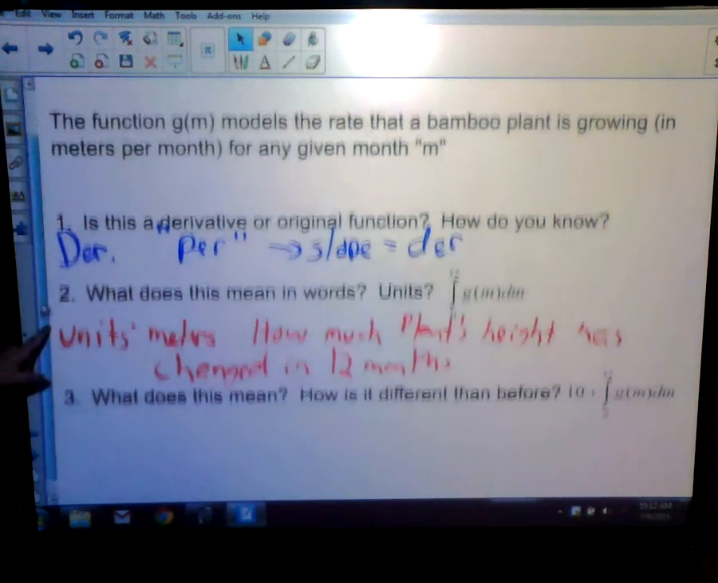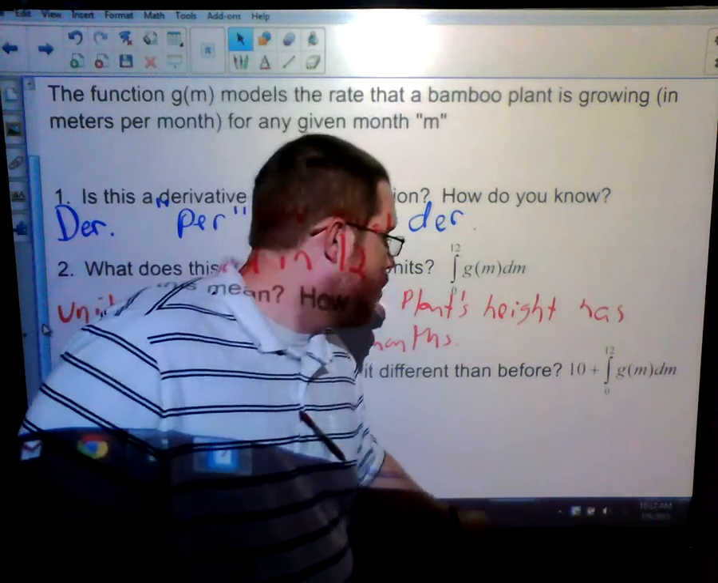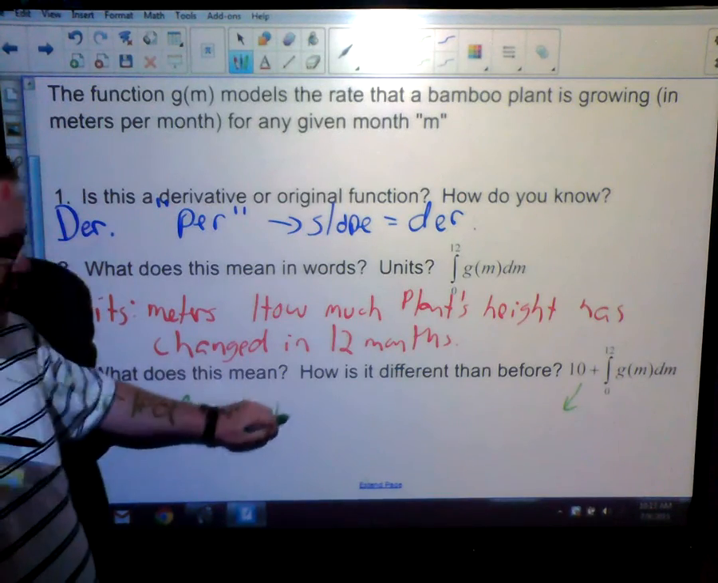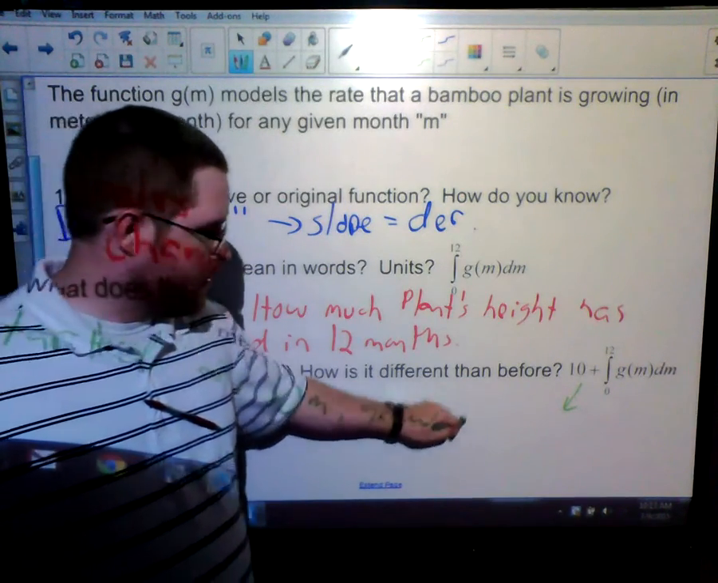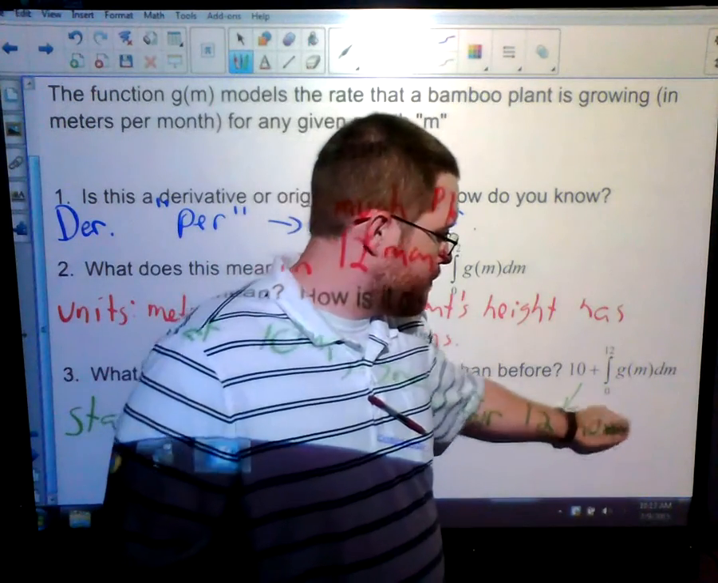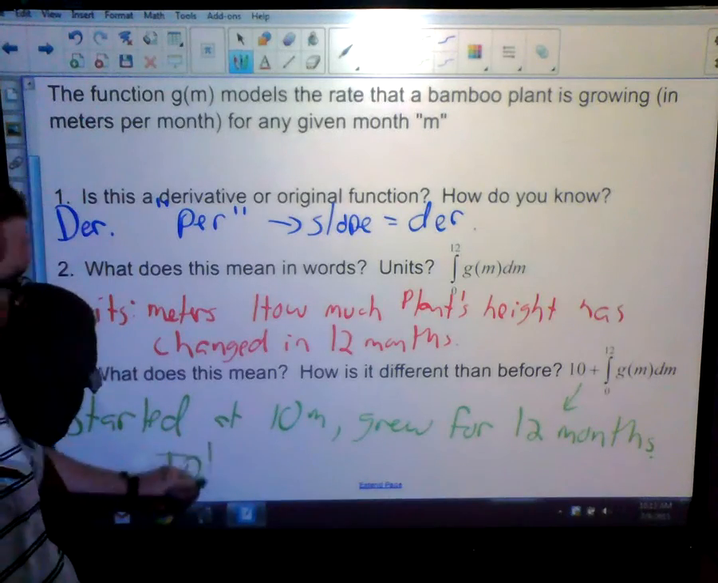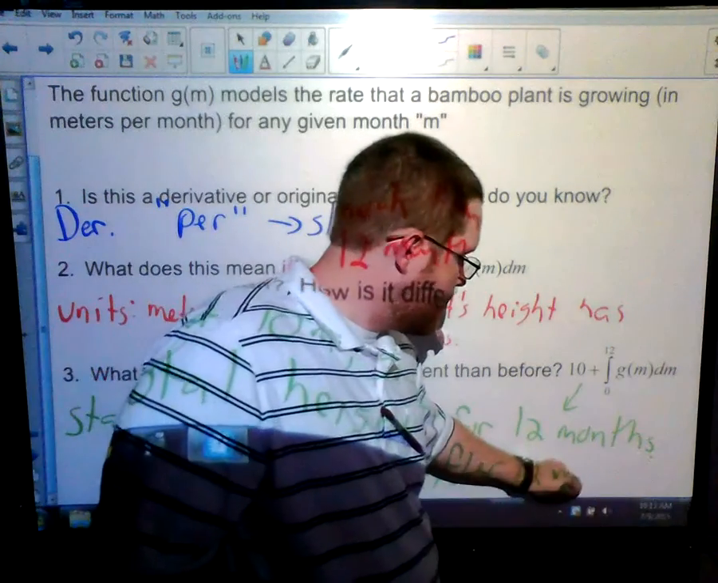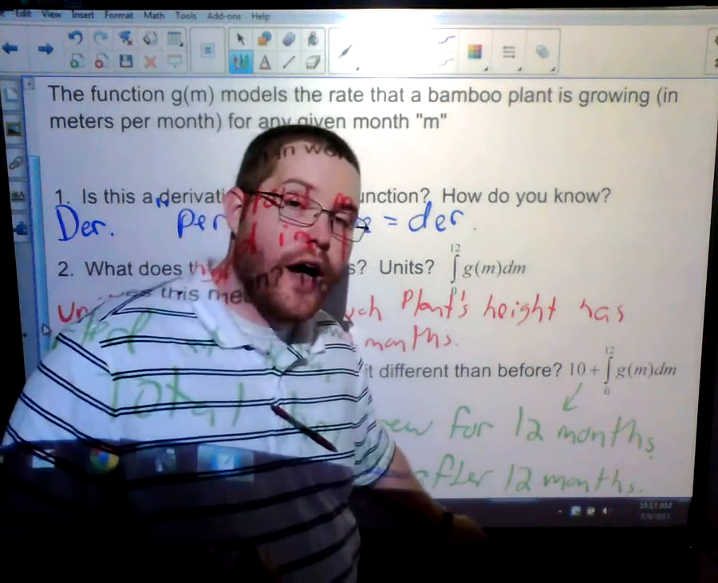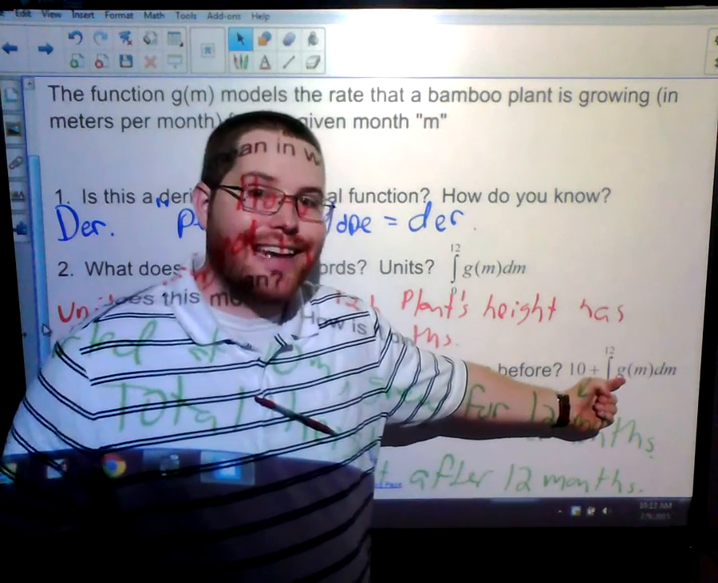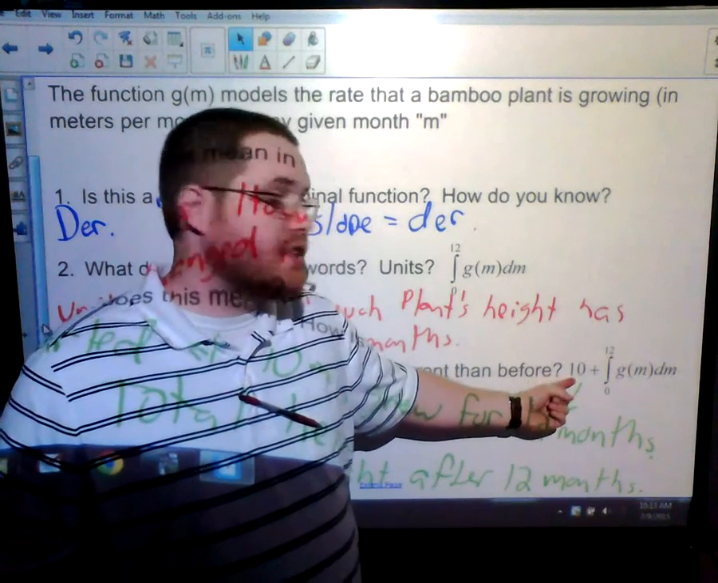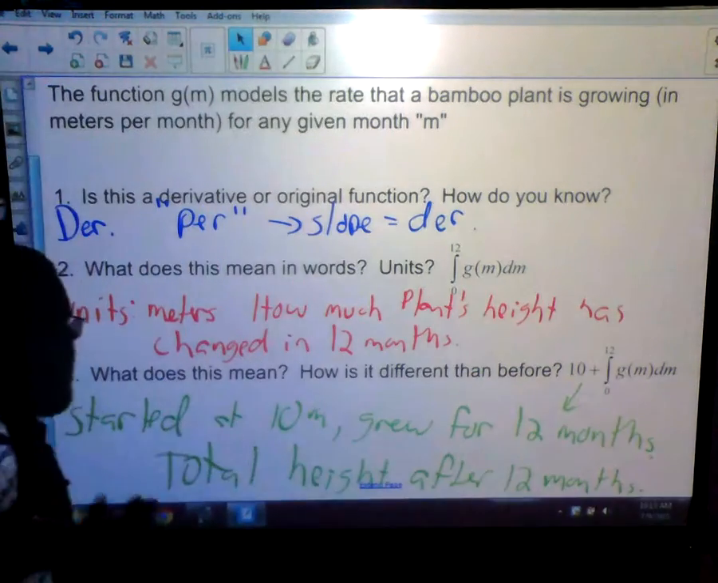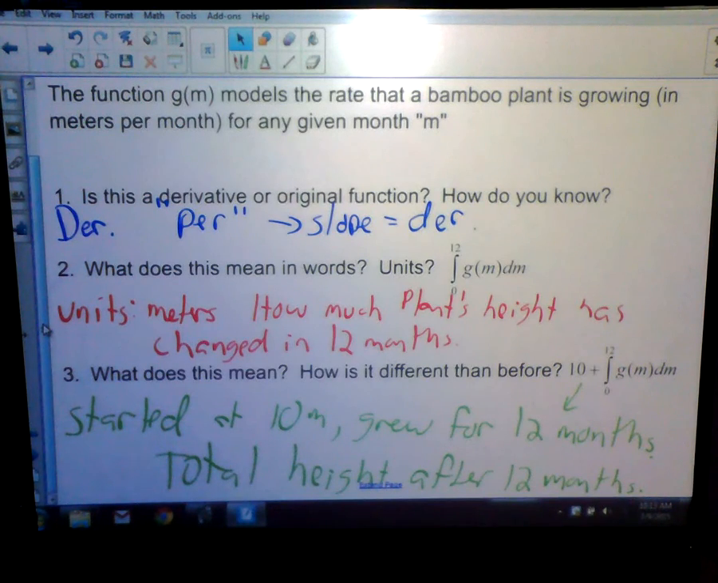What does this mean, and how is this different than, let's say, this? This means it started at 10 meters, and then it grew for 12 months. So this means total height after 12 months. Why is it total height? Well, it's total because you can't grow negative, and it's height because you know how much you started with. This is how tall it was. This is how much it grew over 12 months. So if you add them together, you get the total height. Use some common sense. Understand the problem. The math is easy. The concepts are hard.